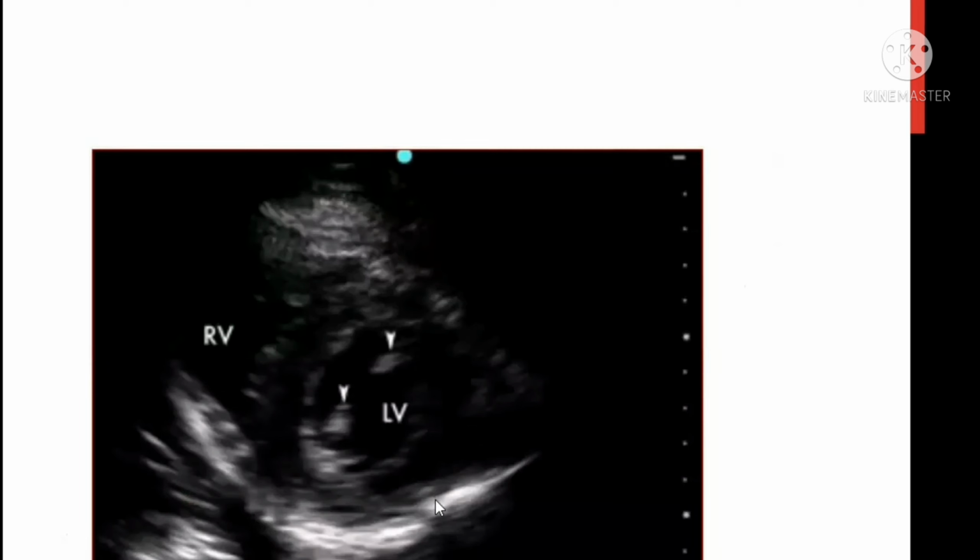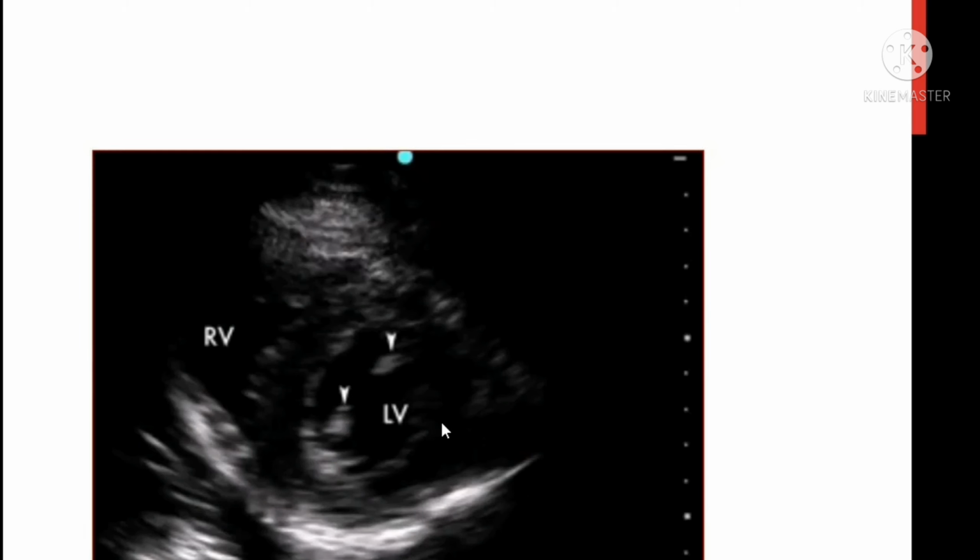So which level is this? Pulmonic? Mitral? Where is the mitral one? Okay, so this is a left ventricle, and this is the artery. And you have somewhere here a mitral valve inside. It's going down to the papillary level.